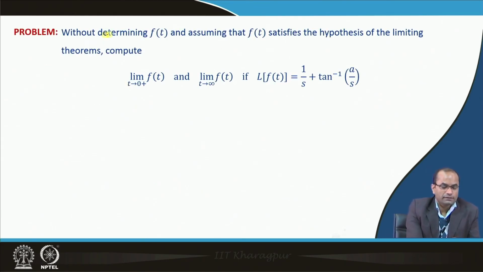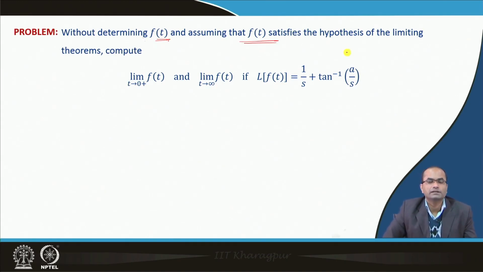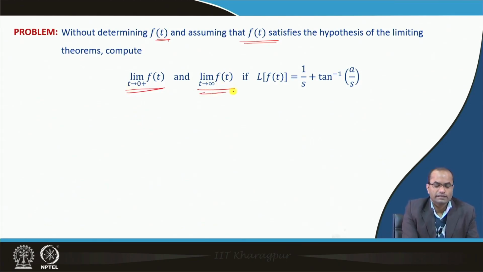Just a problem: without determining f(t) and assuming that f(t) satisfies all the hypotheses of the limiting theorems, we want to compute the limiting value as t approaches 0 and as t approaches infinity, given this Laplace transform.